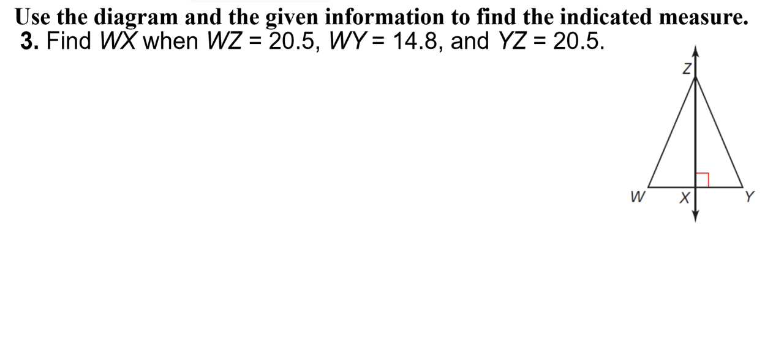Next example. Using this diagram and the given information, find the indicated measure. I want to find WX, this length here, when WZ is 20.5, and WY is 14.8, and YZ is 20.5.